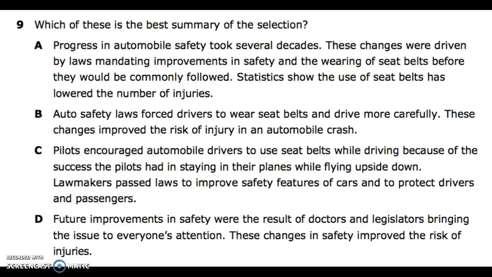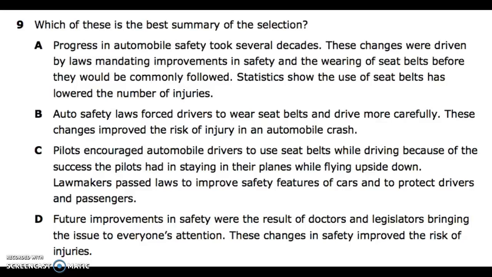Number 9. Which of these is the best summary of this selection? A. Progress in automobile safety took several decades. These changes were driven by laws mandating improvements in safety and the wearing of seatbelts before they would be commonly followed. Statistics show the use of seatbelts has lowered the number of injuries. B. Auto safety laws force drivers to wear seatbelts and drive more carefully. These changes improve the risk of injury in an automobile crash.